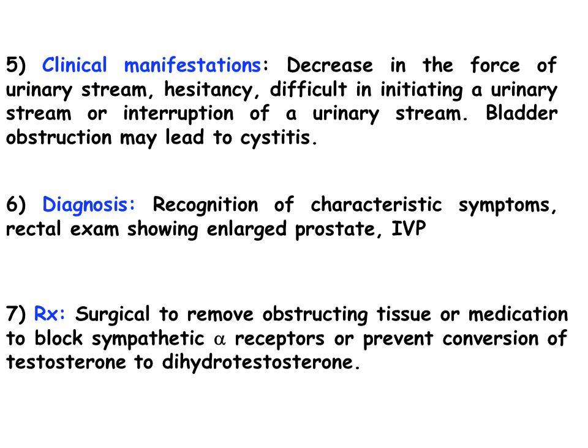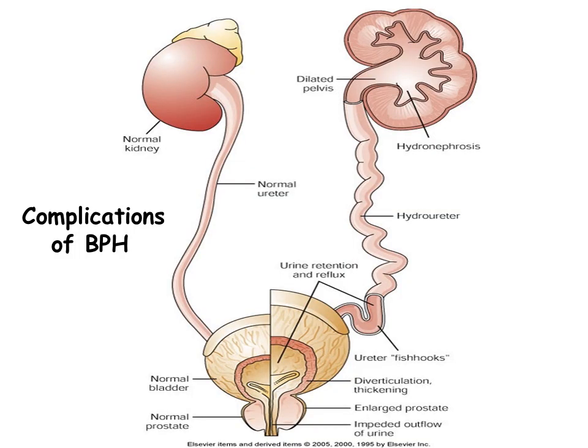Treatment: if it's severe enough, you may surgically want to remove the obstructing tissue, or use medication to block the sympathetic alpha receptors, or try to prevent conversion of testosterone to dihydrotestosterone, which would, in theory, and which does work, stop the hyperplasia of the prostate and so alleviate many of the symptoms. And this is just a nice little picture showing you the different complications that can occur as a result of BPH, where you could actually lead to hydroureter and hydronephrosis if severe enough and left untreated.